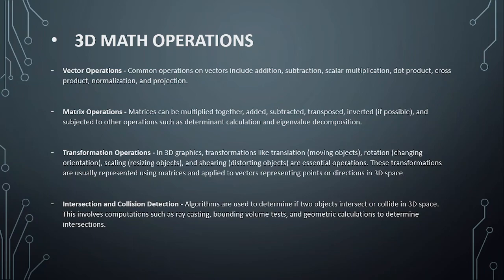So the last one is intersection and collision detection. So algorithms are used to determine if two objects intersect or collide in 3D space. This involves computations such as ray casting, bounding volume tests, and geometric calculations to determine intersections.